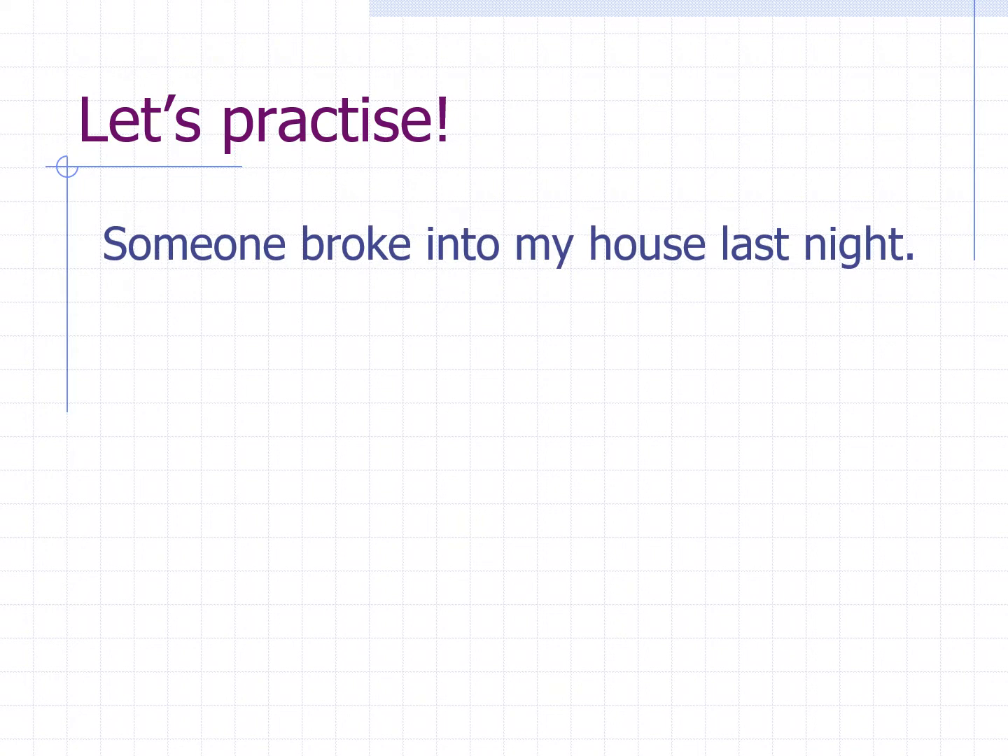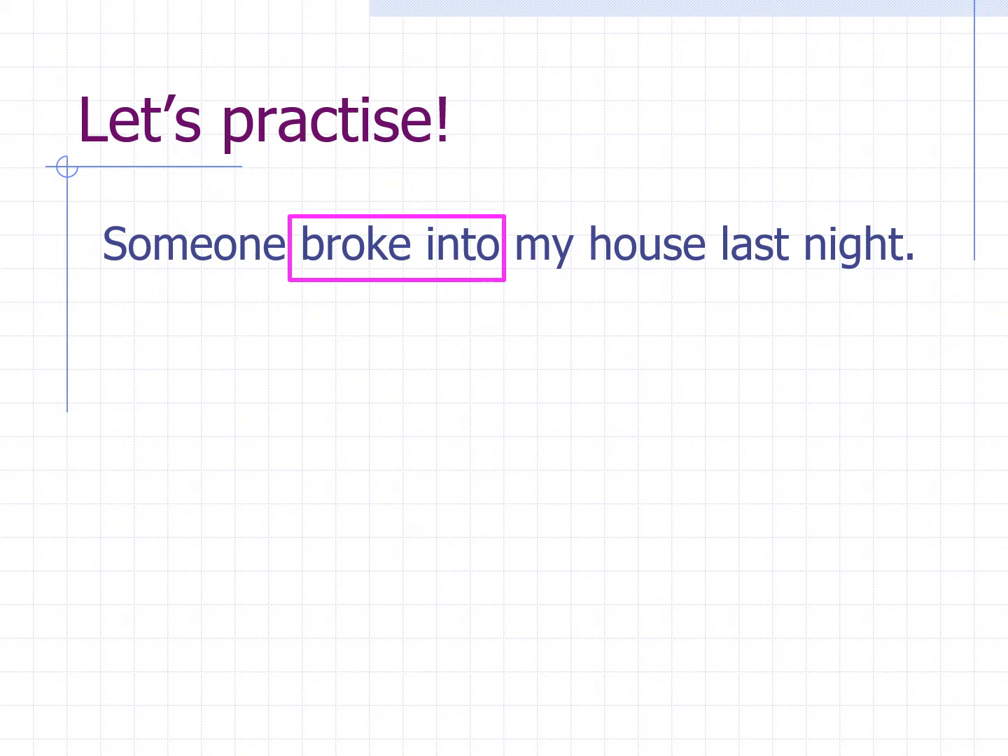Do you want one more demonstration? Let's look at another sentence. Someone broke into my house last night. Again, the first step, what should you do? Yes, you locate the verb first. In this case, it is broke into. I would include into because this is a phrasal verb, so we have to include the preposition into in the verb as well.